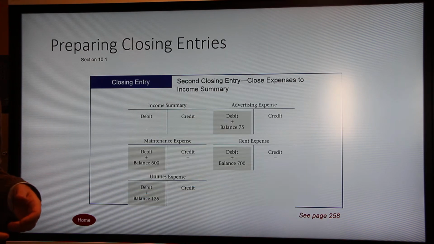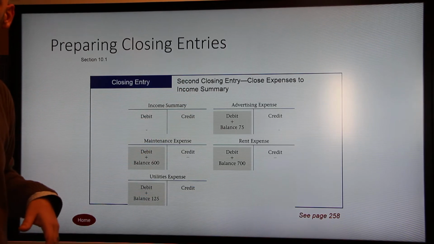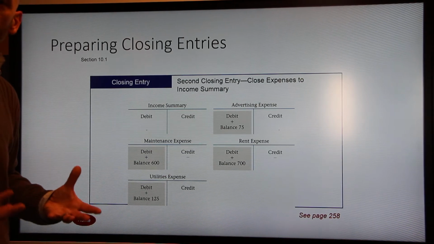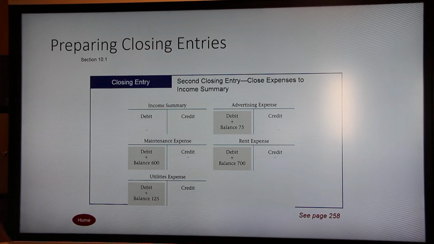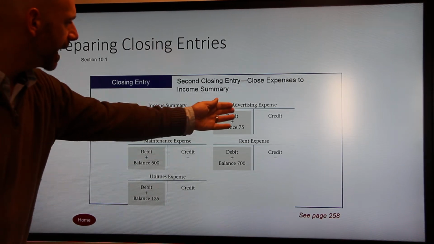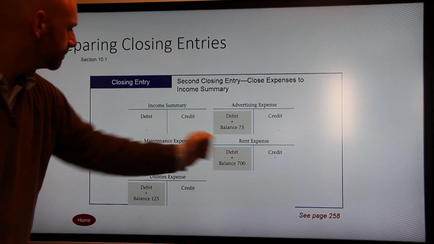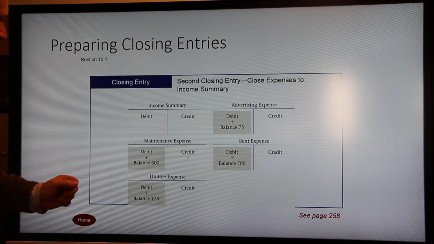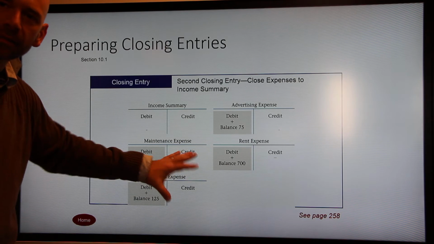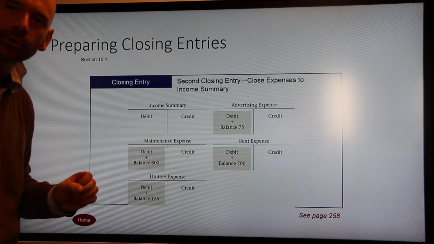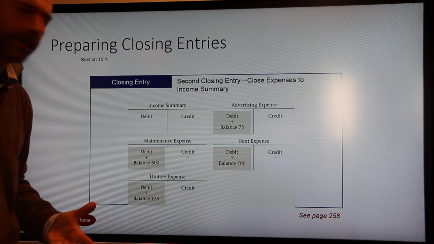The next accounts that we have to take care of are expense accounts. And same thing, we have to reduce all these balances to zero. So if we look at all of our expense accounts for this time period, we see they all have debit balances. Advertising expense, 75, rent expense, 700, maintenance, 600, utilities, 125. Because they all have debit balances, and the idea is that all those temporary accounts go to zero, we need to do the opposite, we need to credit them.